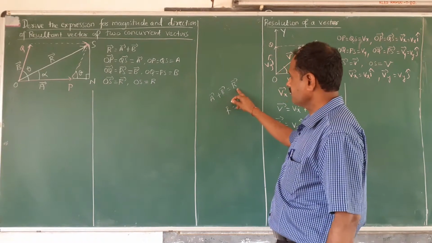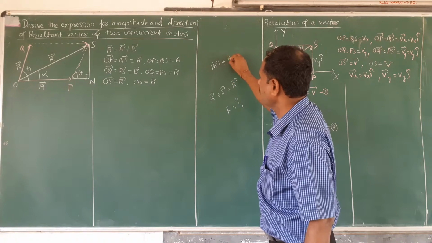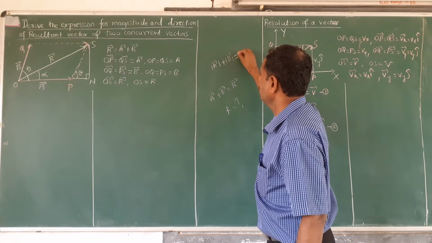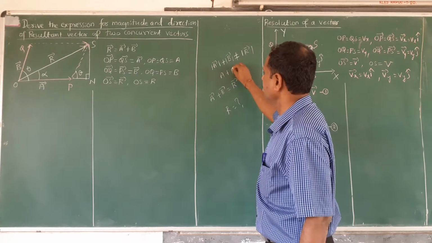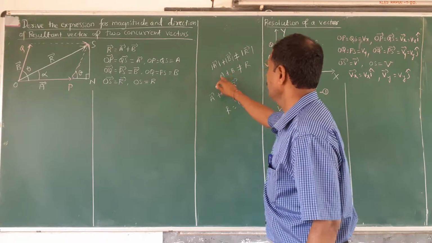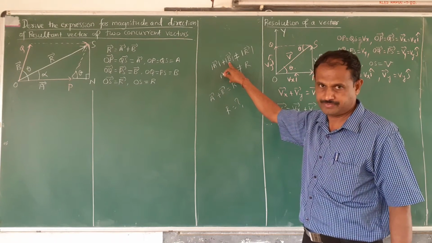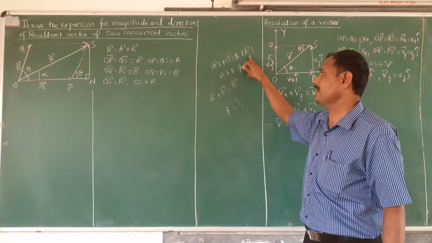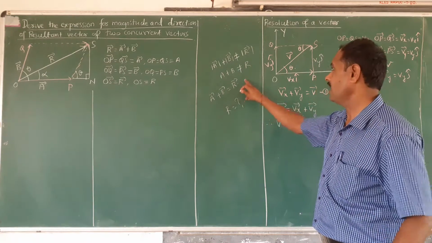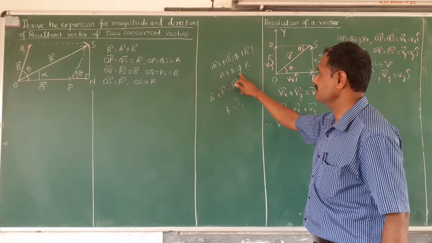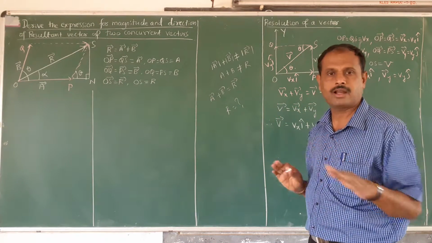Now vector A plus vector B is equal to vector R, but modulus of vector A plus modulus of vector B is not equal to modulus of vector R. It means A plus B is not equal to R. A is the magnitude of vector A, B is the magnitude of vector B, and R is the magnitude of vector R. Vector A plus vector B is equal to vector R, but A plus B is not equal to R. The magnitudes do not add up equally.